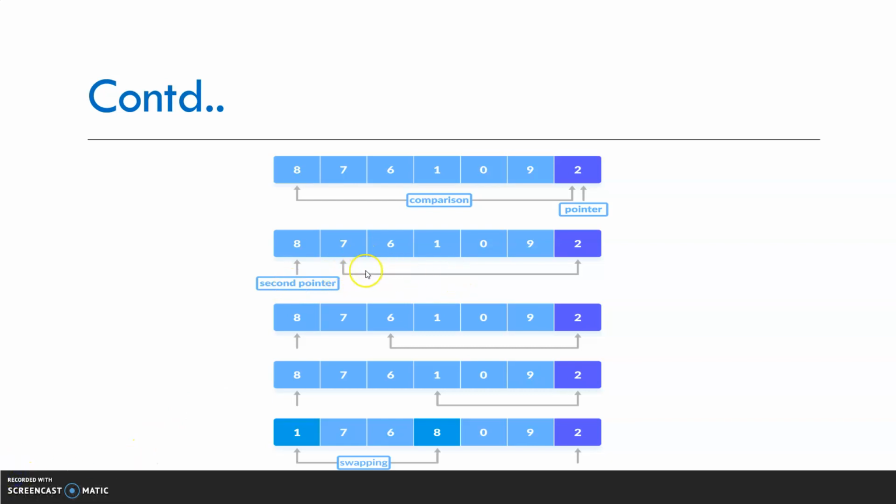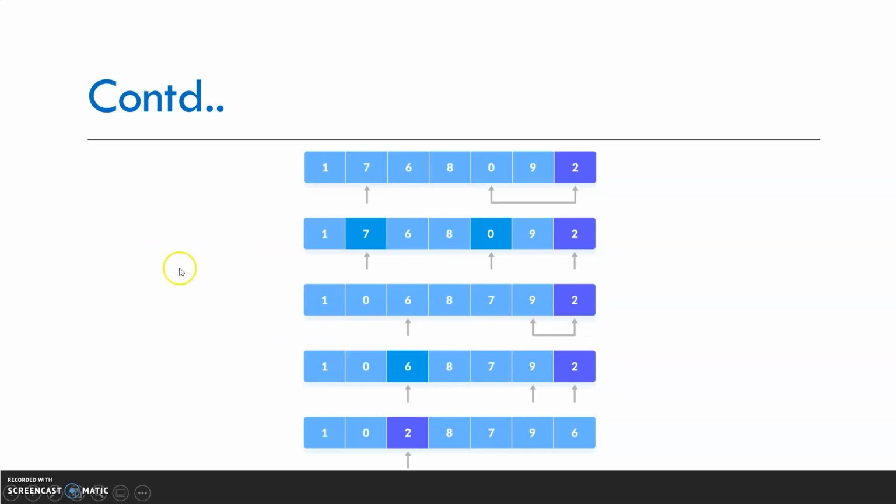Now I keep comparing all these elements with the pivot point 2. 6 is greater, so keeping it as it is. Now I found 1. 1 is smaller than 2, so 1 will be swapped with 8. 8 was the greater element we found earliest, therefore we are just swapping the values of 1 and 8. Next, our second pointer is at 7. Now we are again comparing all these elements with 2, and we found that 0 is less than 2, so we will swap the positions of 0 and 7. So after swapping this, again we will continue.